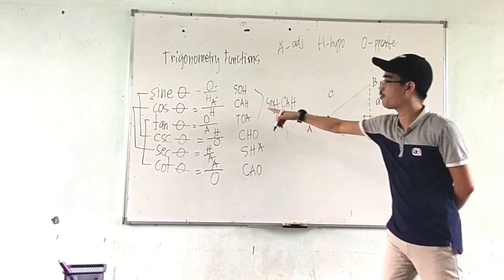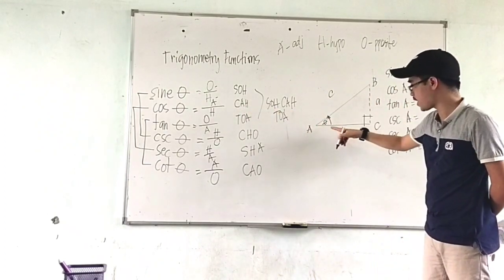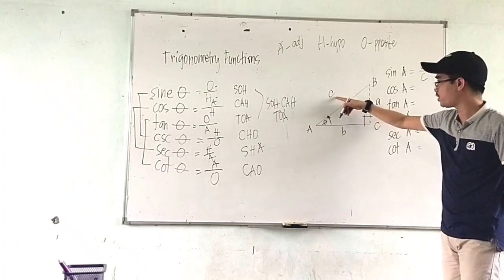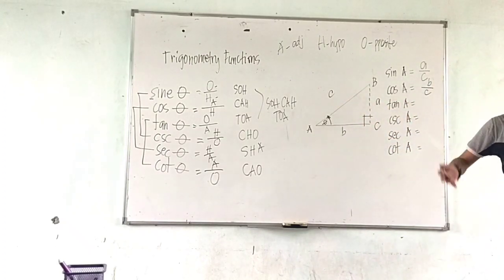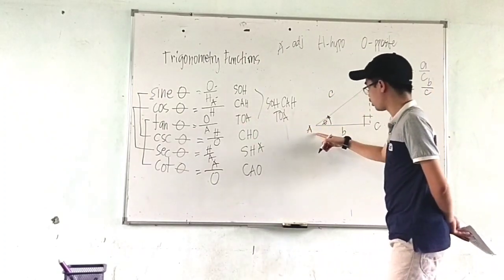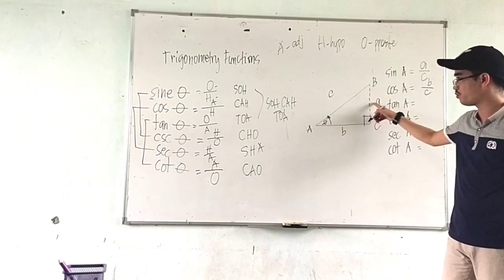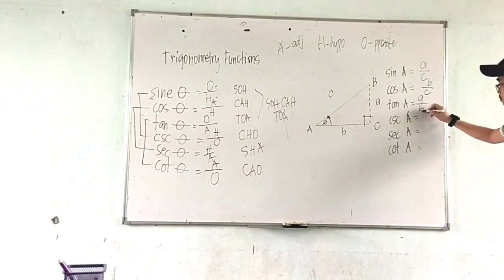Next, we have cosine A. Cosine A, so ang formula is adjacent over hypotenuse. So ang kanyang adjacent class is B over C. I hope you are getting the tricks. Okay, next one. We have the tangent A. So ito na po tayo. Opposite over adjacent. So letter A over B.